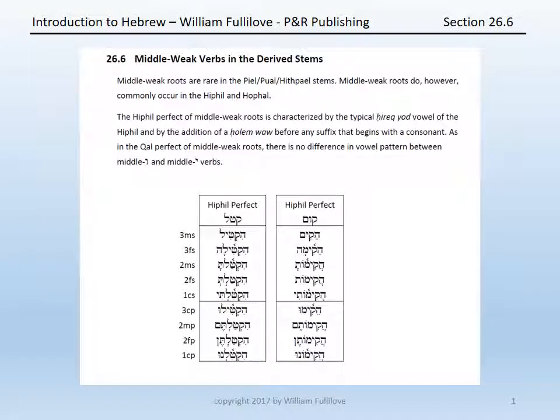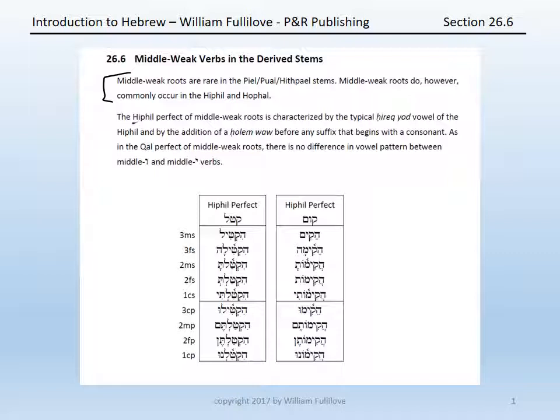In section 6, we turn to the derived stems, the non-Qal stems. Middle weak verbs are rare in the Piel, Pual, and Hithpael stems, the stems that would double the second root letter. This is most likely due to the fact that it is more difficult to double a letter which is weak. Middle weak roots do, however, commonly occur in both the Hiphil and Hophal.